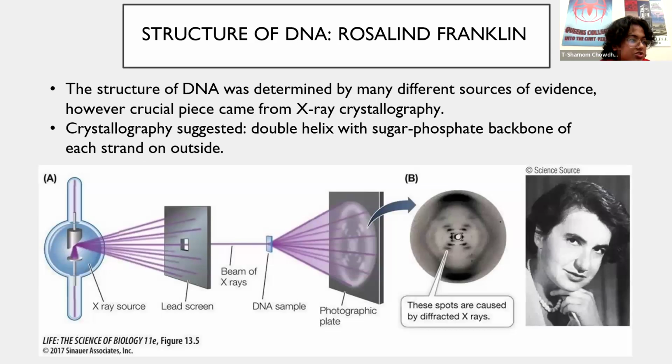All right, so structure of DNA. Rosalind Franklin was able to figure out the structure of DNA through X-ray crystallography. Through X-ray crystallography, it was found that DNA has a double helix with a sugar phosphate backbone on each strand.